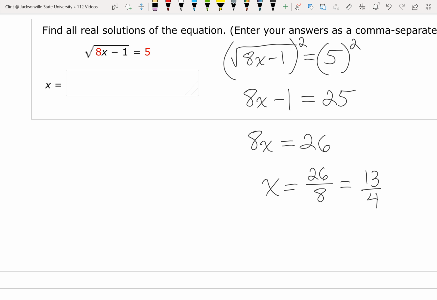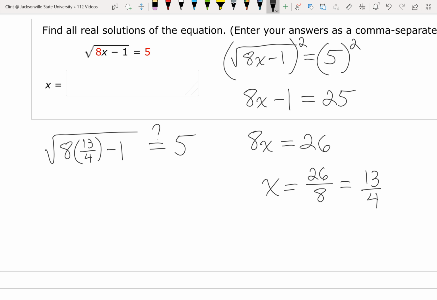Okay, so now what do we need to do? We need to check it. It might not actually be a solution. So square root of 8 times, it's a little messy, but you can use a calculator, 13 over 4 minus 1. And we want to know, does that equal 5?